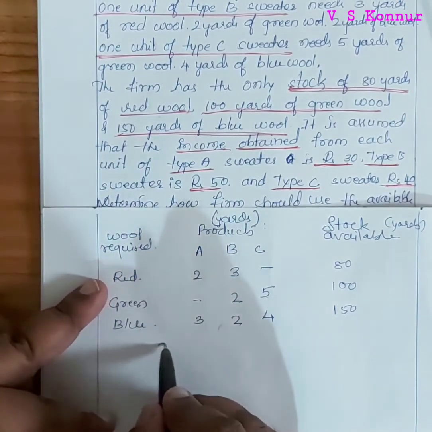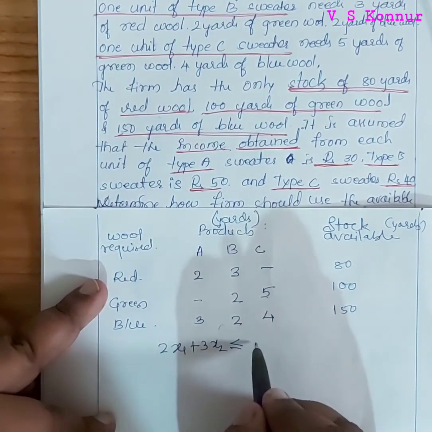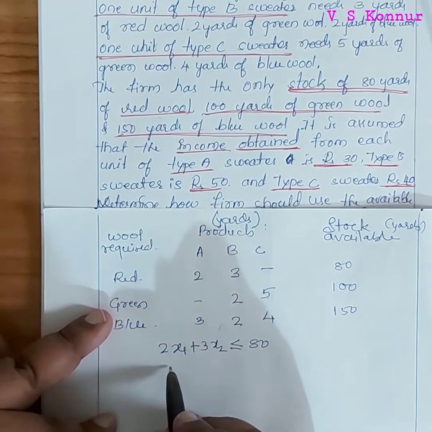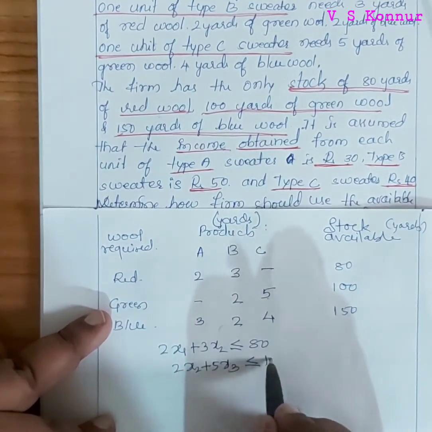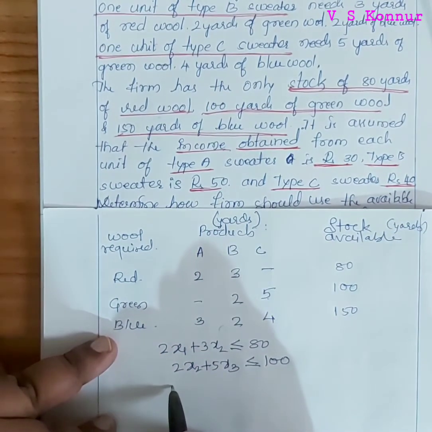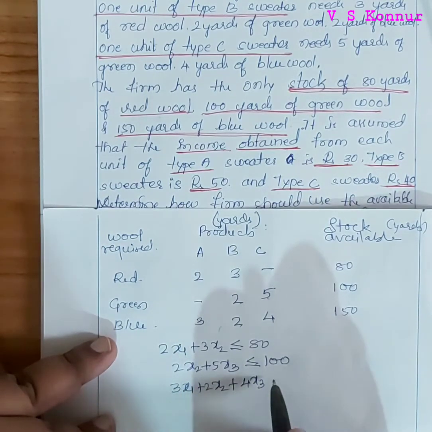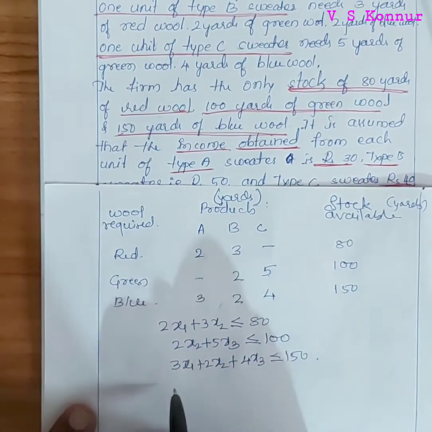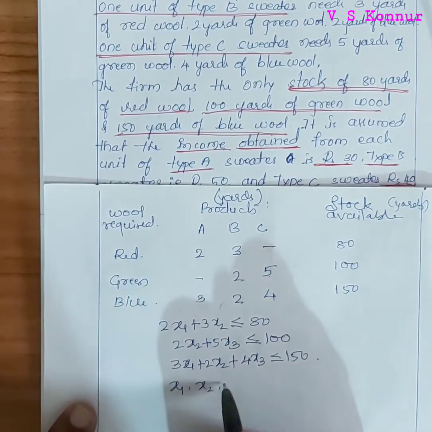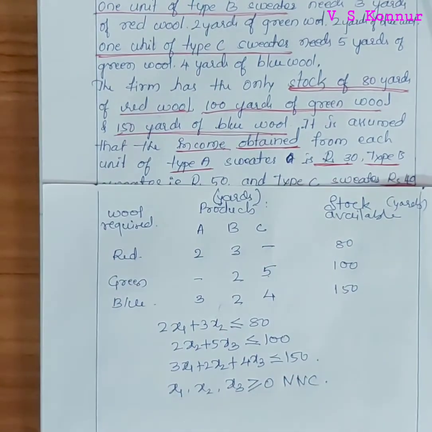For red, 2x1 plus 3x2, it's a maximization type, less than or equal to 80. For green there is no x1, so x2 is there: 2x2 plus 5x3 less than or equal to 100. For blue, 3x1 plus 2x2 plus 4x3 less than or equal to 150. So these are the three constraints we will get, and at the end we have to write x1, x2, x3 greater than or equal to 0 as a non-negativity constraint. This is how we have to solve the problem.